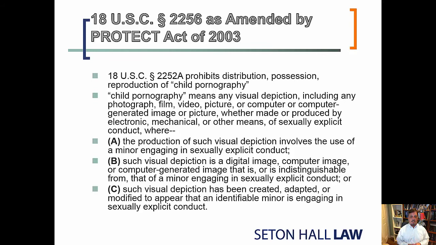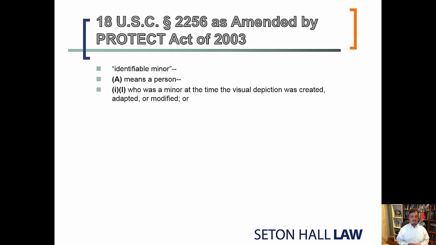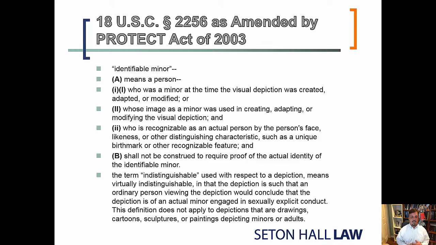And the visual depiction is created, adapted, and so on, to appear that an identifiable minor, or the depiction is created so that it appears to be an identifiable minor. And this is really getting at, again, this idea of morphing, that there is a minor, and the picture is then changed to make it sexually explicit. The statute defines identifiable minor, and you can look at the definition there.